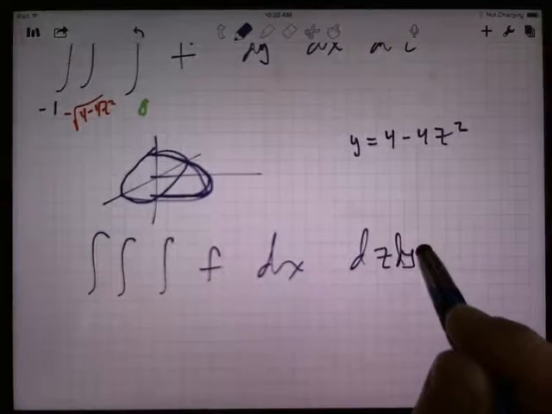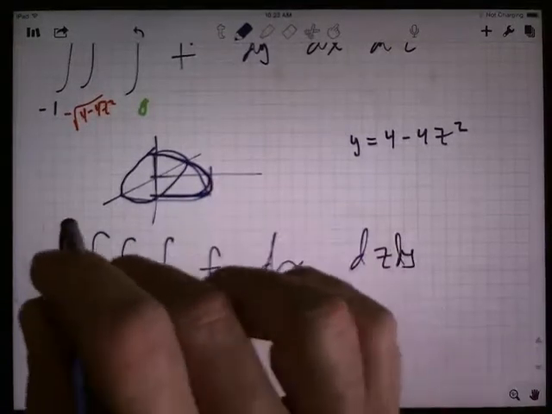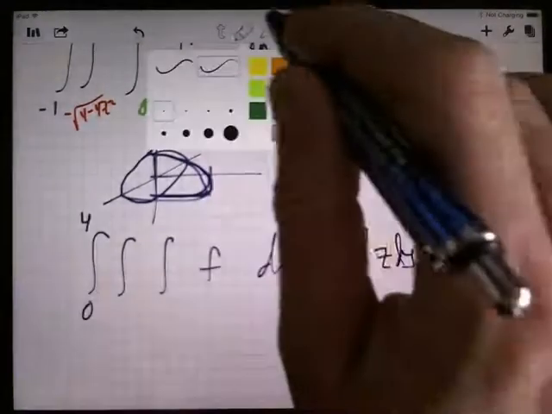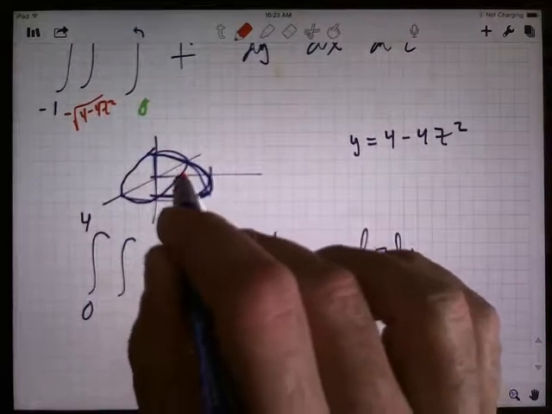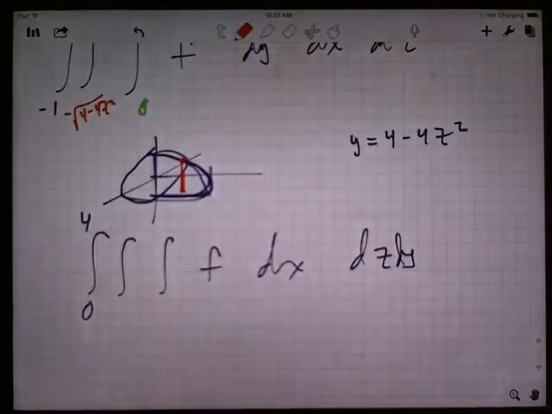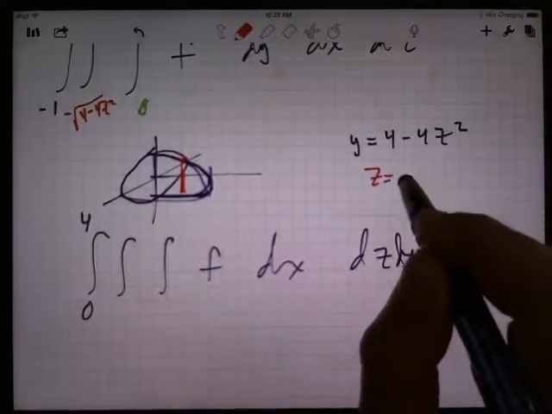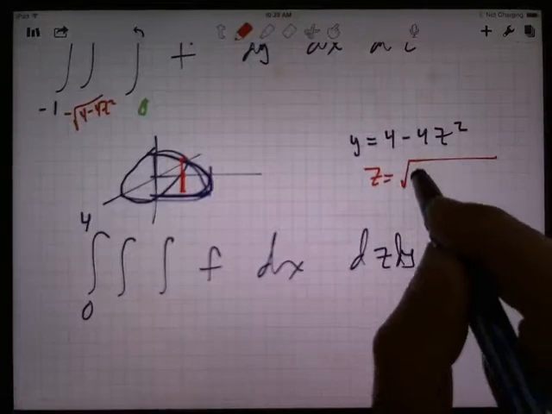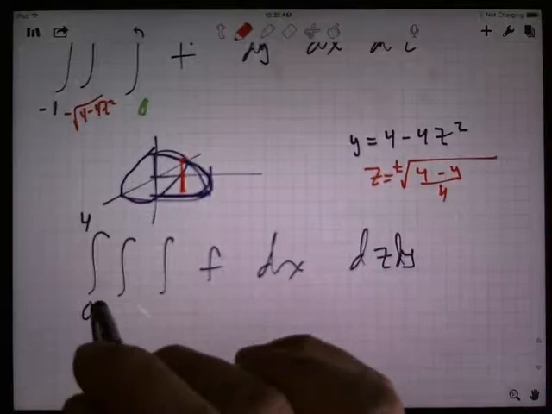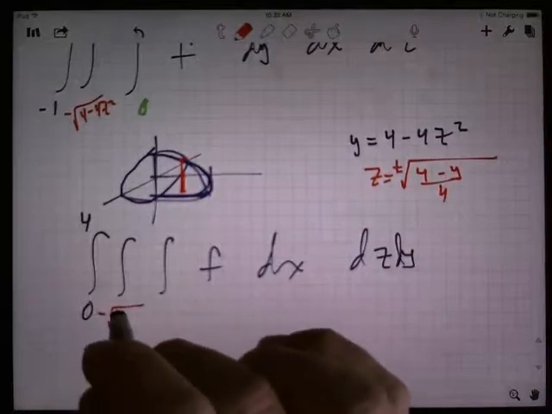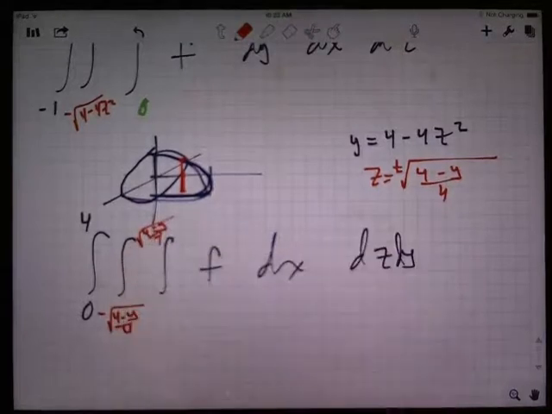So what's the minimum y? What's the maximum y? Because I got y on the outside. Minimum y is 0. Maximum y is 4. For each value of y in between 0 and 4, what does z do? Well, it goes from the bottom of that parabola to the top of that parabola. Well, that's solve this thing for z. So z is plus or minus the square root of (4 minus y) divided by 4. So it goes from minus the square root of (4 minus y) divided by 4 to plus the square root of (4 minus y) divided by 4.